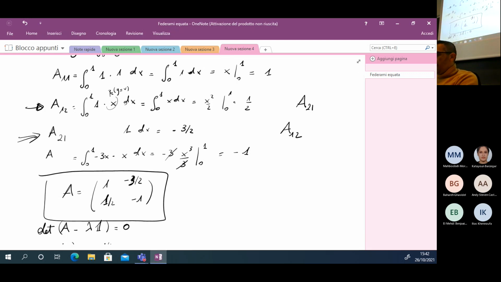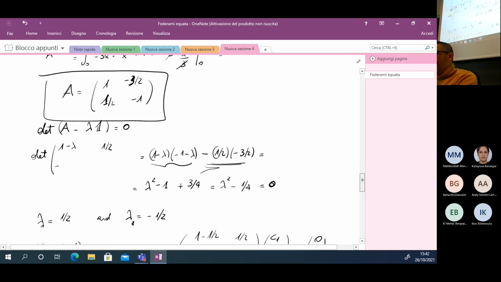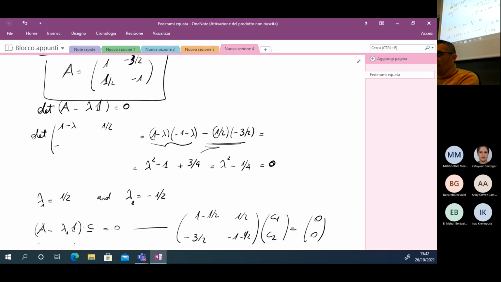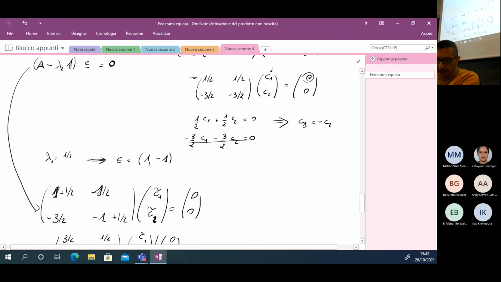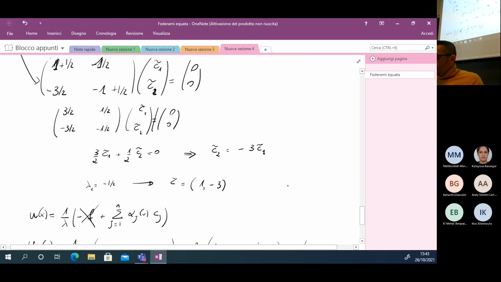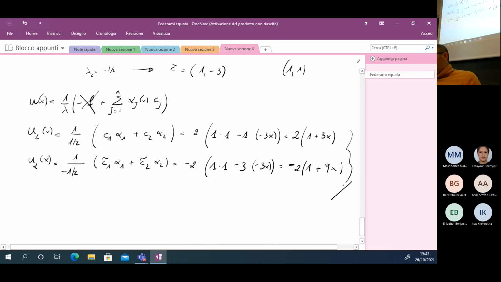And this changes the results. The eigenvalues are the same, because the transpose has the same eigenvalues as the original matrix, but the eigenvectors are different. Indeed, the eigenvectors that I have, this one should be (3,1), and this other one should be (1,1). And this also changes the solution here.